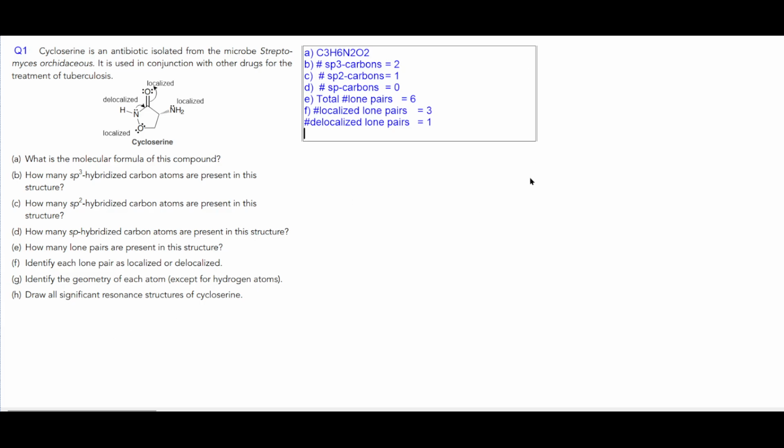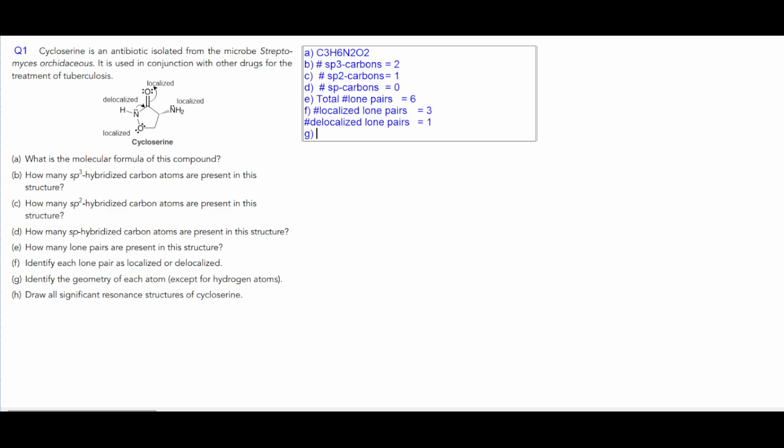Next, they're asking to identify the geometry of each atom except the hydrogen atoms. Of course, hydrogen can form only one single bond, so we don't need to worry about the hydrogens. But for the rest of the atoms, let's look at this. As this nitrogen is not forming any pi bond, that means it's sp3 hybridized. And as this is sp3 hybridized, it will have trigonal pyramidal geometry at nitrogen.